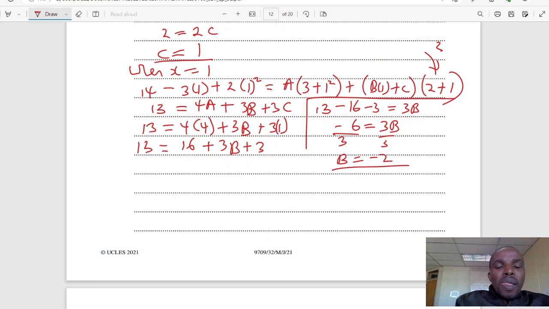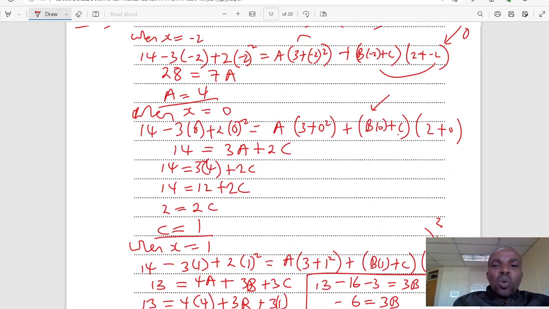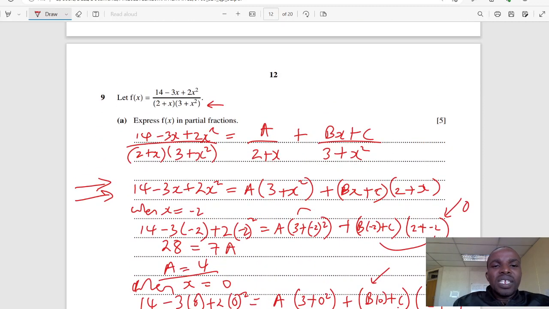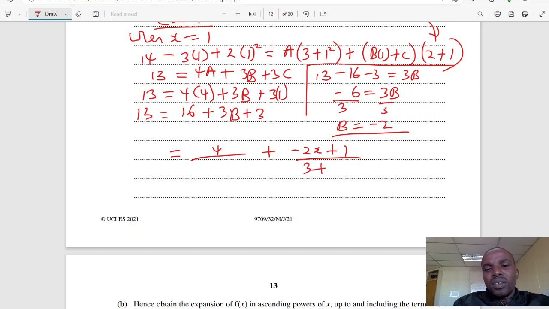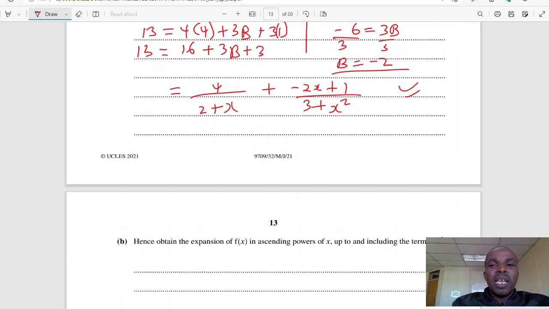Right, now my final item is A, that is 4 over the first one, then plus Bx plus C, which is minus 2x plus 1 over the quadratic. So what was my quadratic? 2 plus x, 3 plus x squared, then 2 plus x. So this will be the final item.